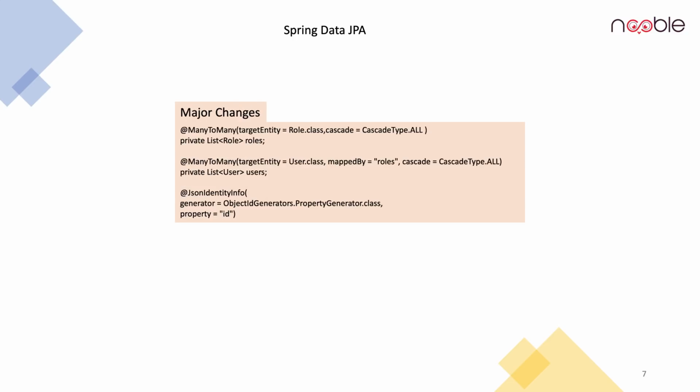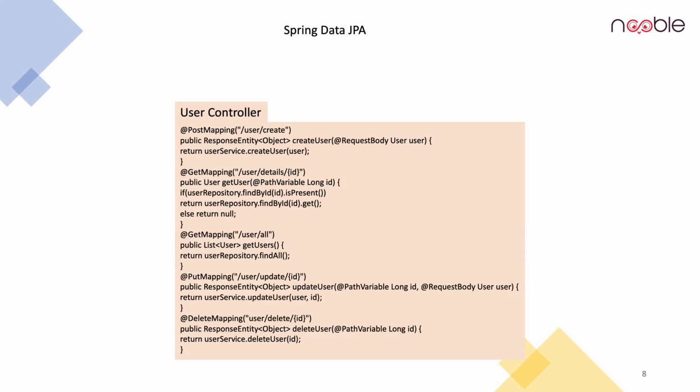Now let us see the major changes. As discussed, these are the major changes that we have done: the JsonIdentityInfo annotation and the many-to-many annotation. Here you can see how in the user entity we have written the many-to-many annotation. And for the role entity, we have written the many-to-many annotation mapped by roles, CascadeType.ALL, and the same with the user entity. Now let us have a look at the controller.